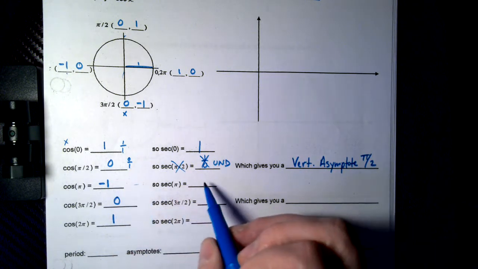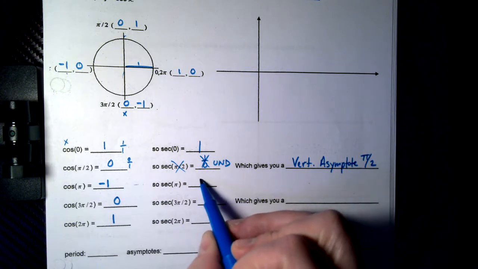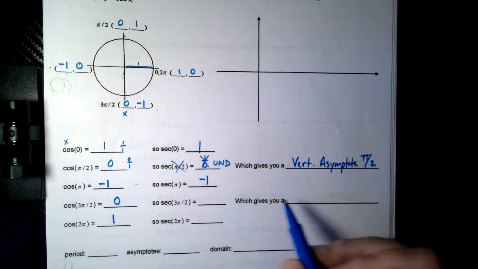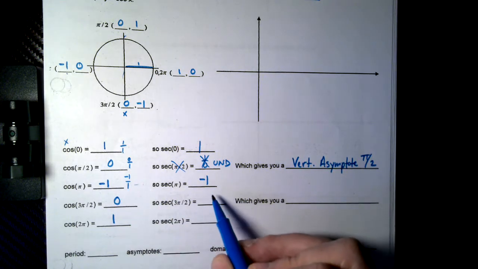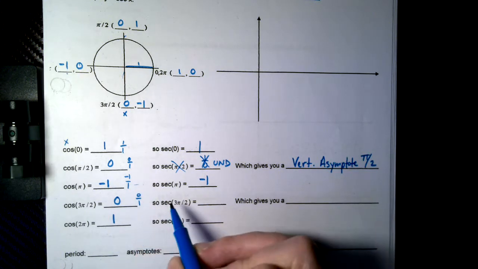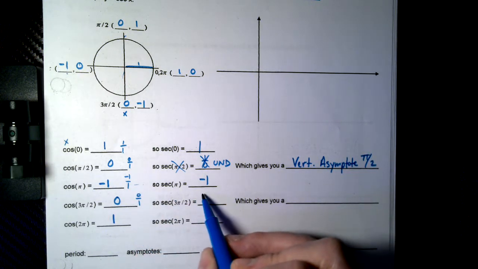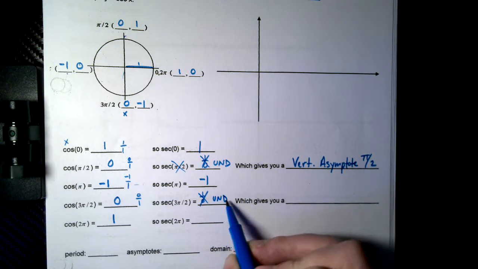Now for -1, when you do the reciprocal of -1, that is -1. This is like -1/1. What's the reciprocal? 1/-1. It's still -1. Again, if you have 0 and you ask for the reciprocal, that'd be 1/0. You can't do that. That's undefined.